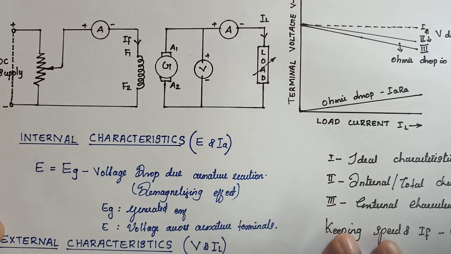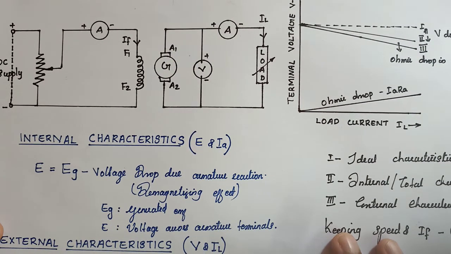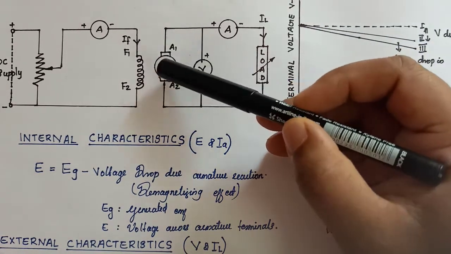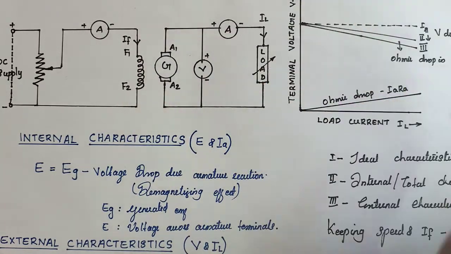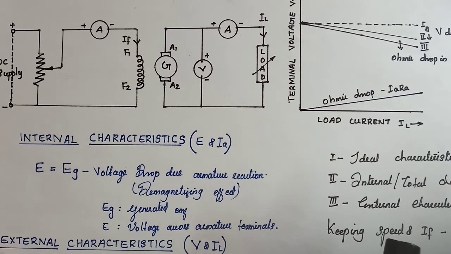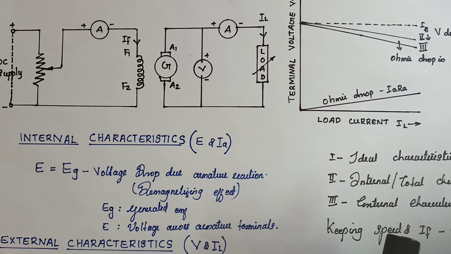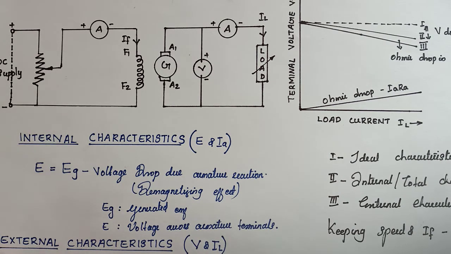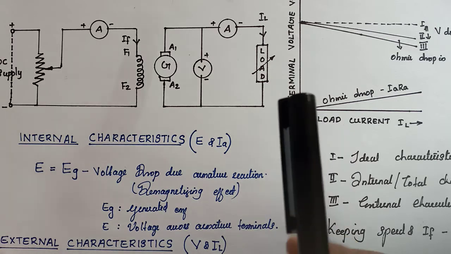For internal characteristics, it is the type of characteristics that will give you the relationship between E and IA. What is E? E is nothing but the voltage appearing across the brush terminals of the armature, and IA is the armature current. We know that the voltage available at the terminals of the armature will always be less than the generated EMF, that is EG, because of the voltage drop due to armature resistance, that is the IARA drop, and the voltage drop due to armature reaction, where we can consider the demagnetizing effect of armature reaction. Due to these two voltage drops, we will not get the exact generated EMF at the terminal of the brushes.